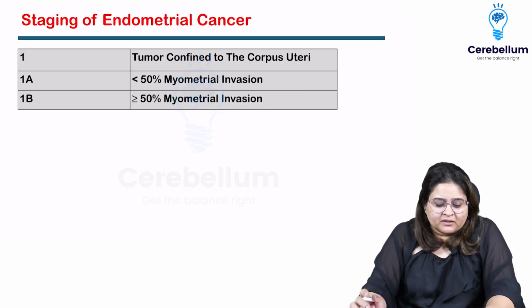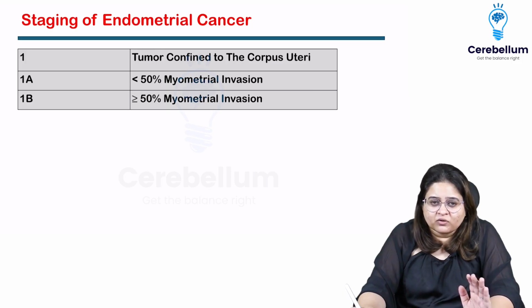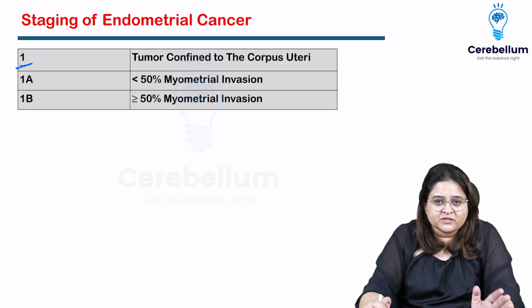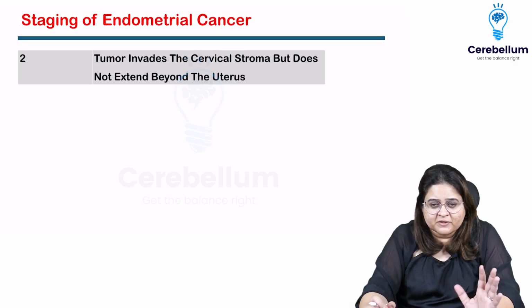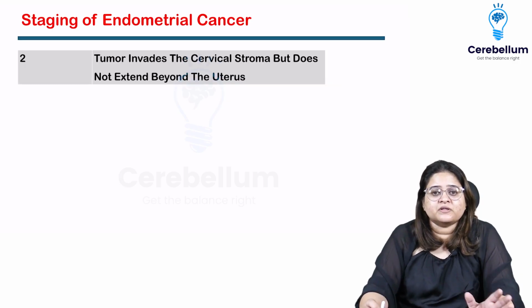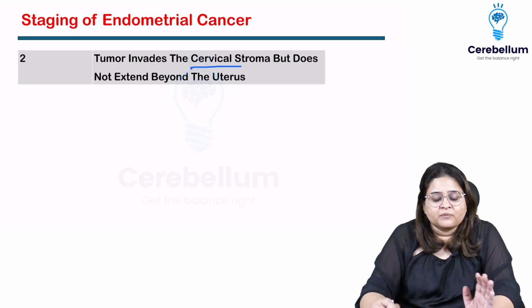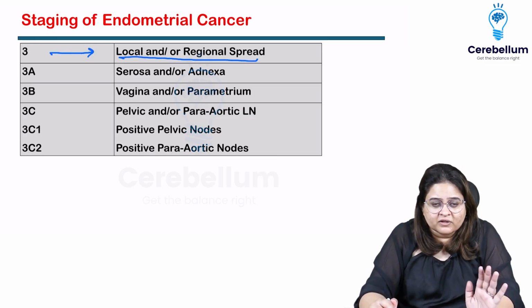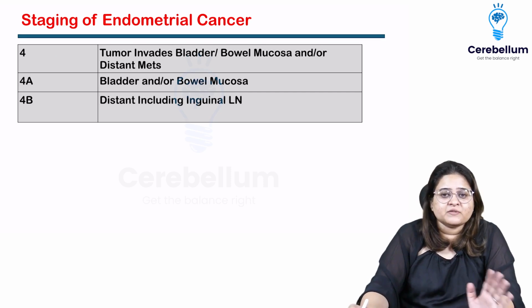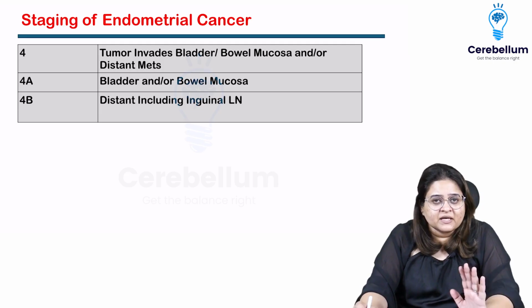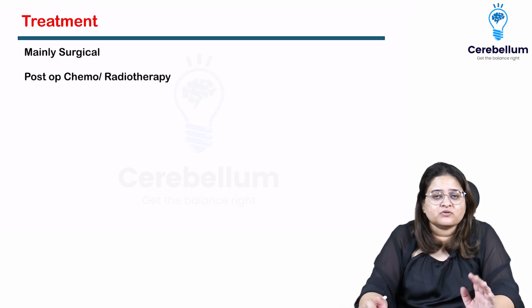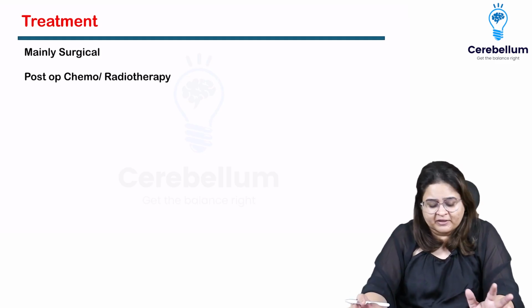Okay. Now, staging of endometrial cancer is not very important. Just remember the main ones. Stage 1 is tumor confined to the corpus uteri, that means the uterus. Stage 2 is tumor invading the cervical stroma but not extending beyond the cervix. Stage 3 is local and/or regional spread, and this includes lymph nodal involvement. And stage 4 is bladder or bowel mucosa or distant metastasis. Never been asked, not very important according to me. So you can skip the staging if you're too overwhelmed.